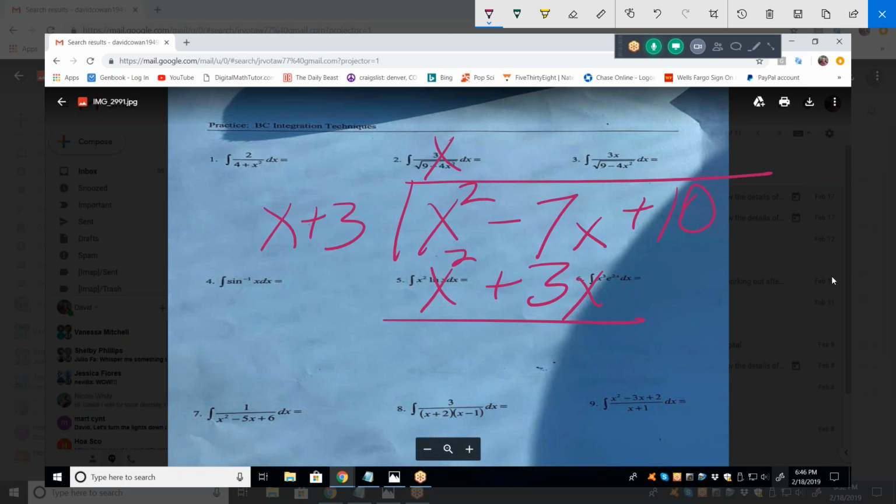So x squared minus x squared is 0. And then -7x minus +3x would be plus negative, so it would be -10x. Good. Then you go down to the next term. That's always the next step in long division. So you bring down the +10. Now repeat.